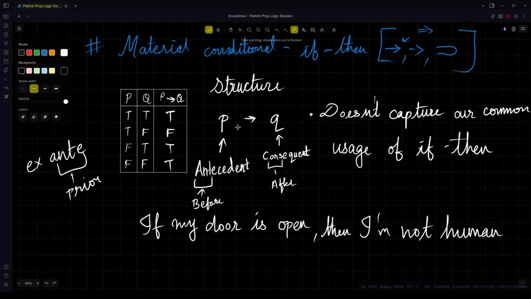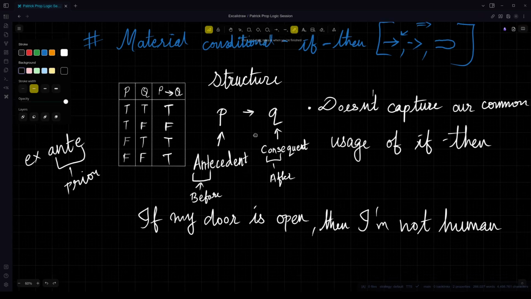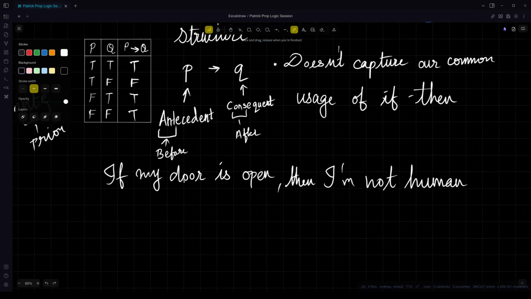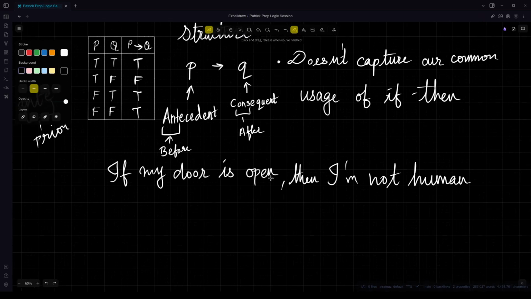So you visualize this as this is before, this is after, so that's why this is called antecedent and this is the consequent. Okay, so that's just the structure of the material implication. All material implications have an antecedent and a consequent connected with a conditional symbol like an arrow. And now I can be more elaborate about this.